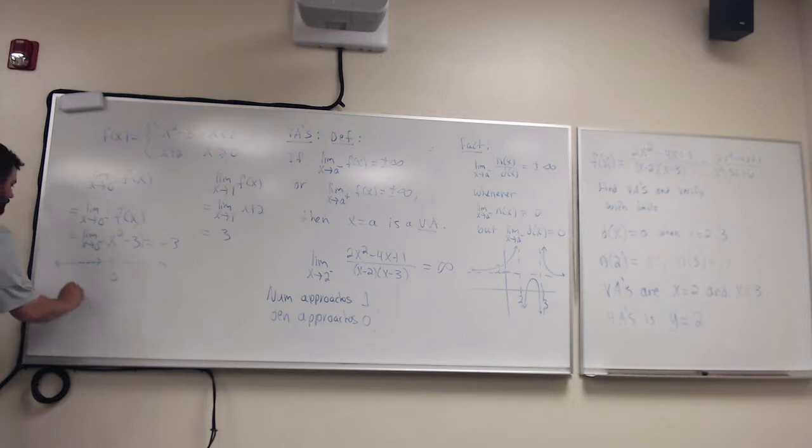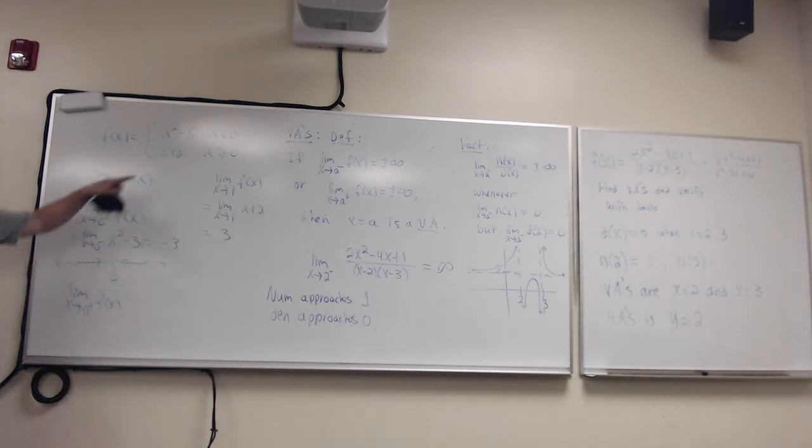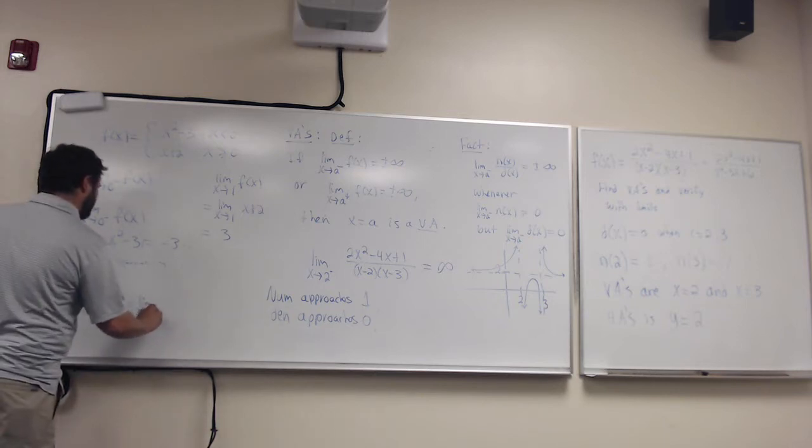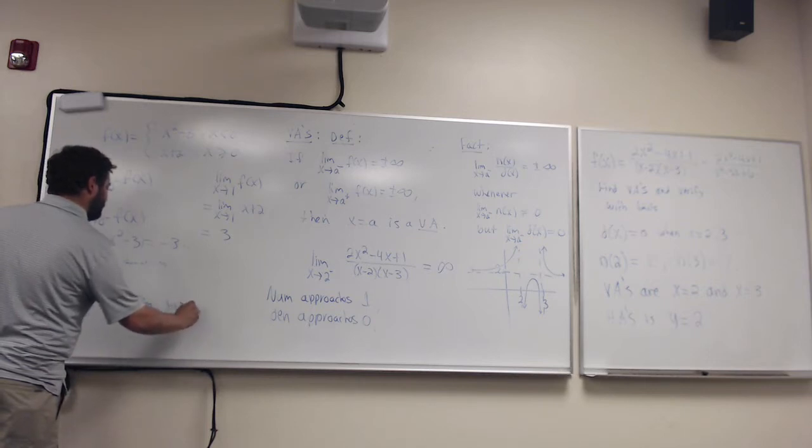Okay. What if you do the limit as x approaches 0 from the right of this piecewise function? Which equation do you use this time? If you're approaching 0 from the right, you're talking about positive values. So I use the x plus 2 this time. And that'll give me 2.